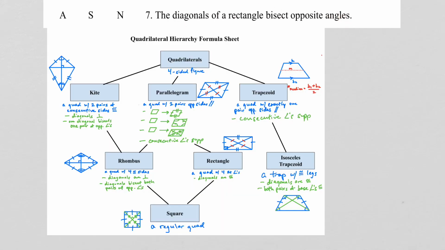The diagonals of a rectangle bisect opposite angles. Well, that's not necessarily true in a rectangle, but it is true in a square. And to get from a rectangle to a square, we go down. And when you're going down, this is a sometimes. In other words, this is true for some rectangles. It's only true when the rectangles are actually a square, though.